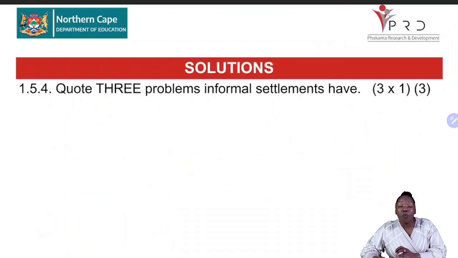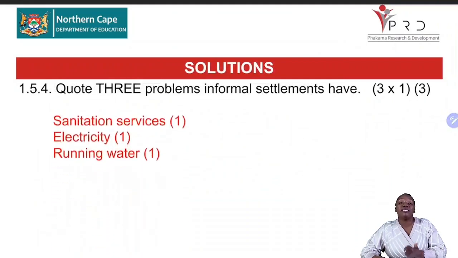Then your question 1.5.4, you were supposed to quote the 3 problems the informal settlement has. What are those problems? Amongst them is sanitation as a service, which was mentioned in the extract, and the electricity as well as the running water. All these 3 were mentioned in the extract.